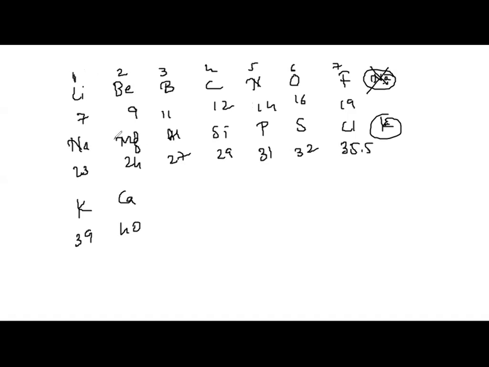Magnesium, if this is the eighth element, this is the first element. Correct? You can see here. If I call this as 1, 2, 3, 4, 5, 6, 7, 8, this becomes eighth. If I call this as 1, this becomes 8. Similarly, in every case, if you call this as 1, this becomes 8. Understanding?